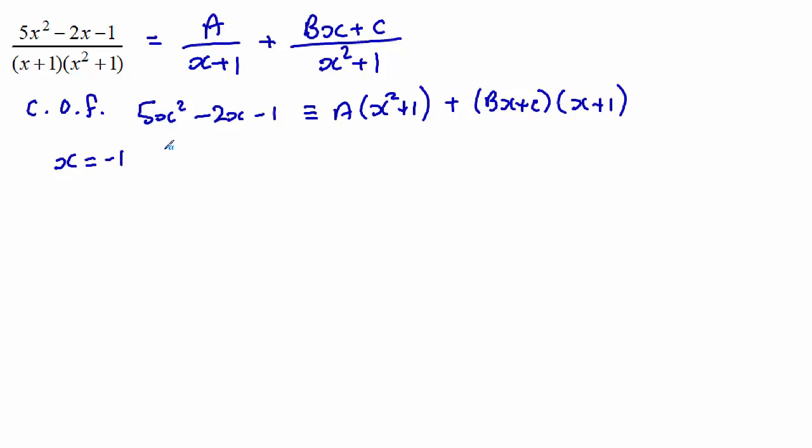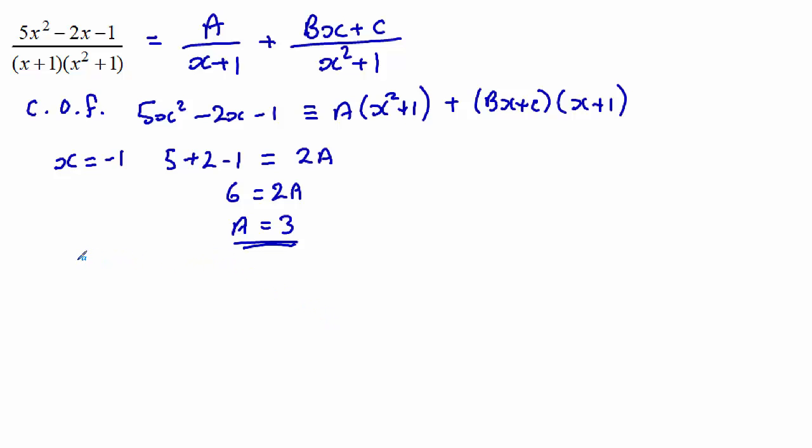So that would give me 5, plus 2, take 1, which is 6, and we know that other term is going to disappear. If x is negative 1, squared is 1, plus 1, so we're going to have 2a here. So this is 6 equals 2a, which gives me that a is equal to 3.